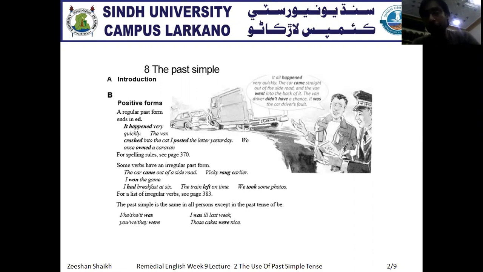That I used to teach you this subject, remedial English, in 2020. But when you will be shifted towards 2021, then definitely you would say that Zishan used to teach us in 2020. So that becomes what? That becomes a past simple tense in a habitual form. Clear?